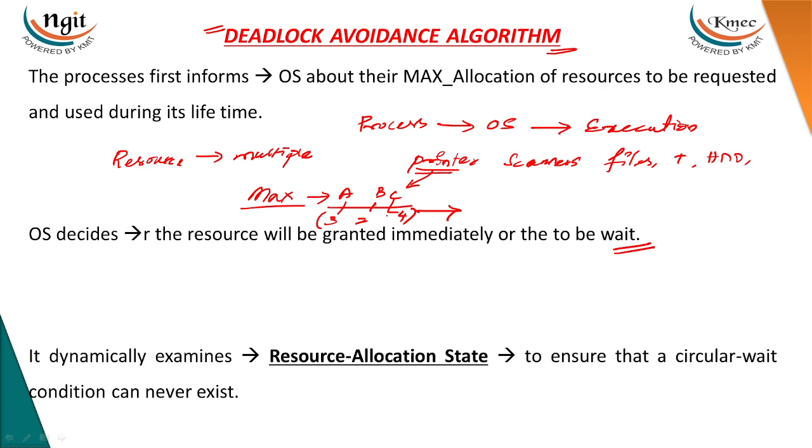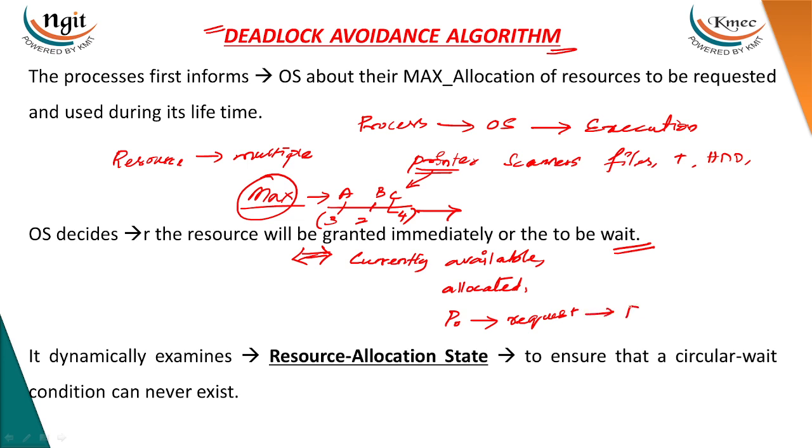immediately to the particular process, or whether the process has to wait for some time. There is other information the operating system needs: how many resources are currently available and how many are currently allocated to each process. If we allocate the requested amount to process P0, will the system go to deadlock or not? Based on all this information, it decides whether the request is granted immediately or the process has to wait.